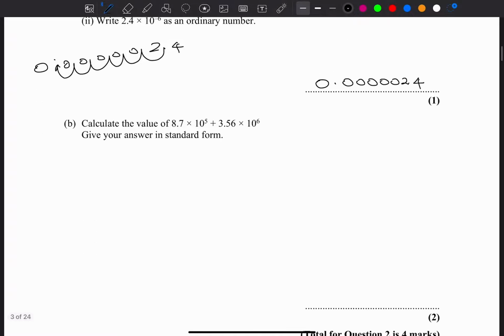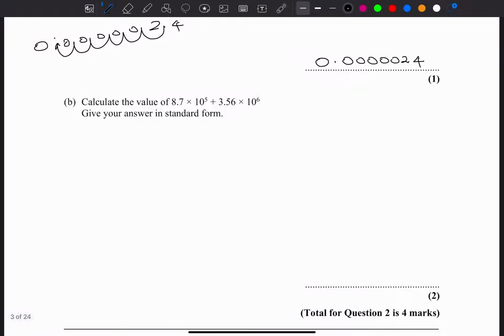Okay. Then this one, just plug it through a calculator. 8.7 times 10 to the power 5 plus 3.56 times 10 to the power 6. It gives you whatever. That's 4.43 times 10 to the power, how many? 6 zeros. Sorry, I mean 10 to the power 6.